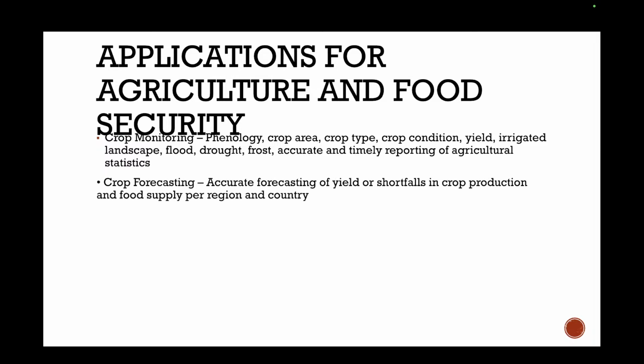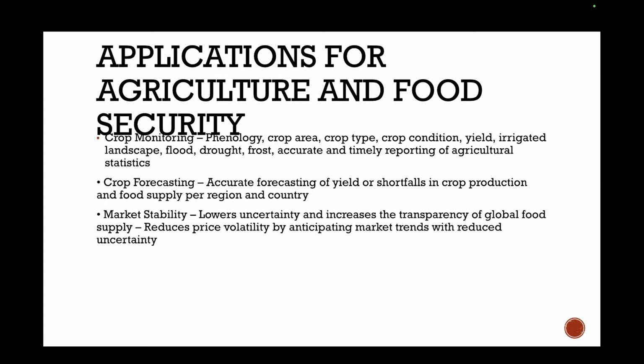Then crop forecasting, we can also forecast the crop. Suppose you have some historical ground truth data for yield. This type of yield data we can use, and further we can identify the future crop yield estimation. So for crop production and food supply per region and country, we can do crop forecasting. I'll show you how we can predict the crop yield.